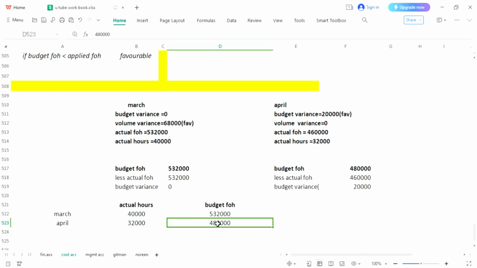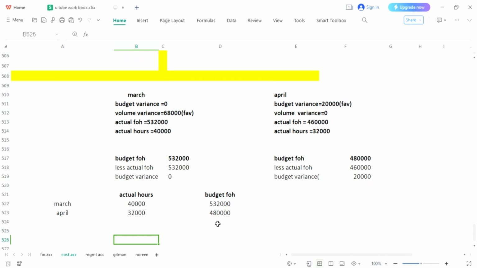That's all. Now the next step would be to calculate the rate. How will you calculate the rate? I think 5-6 questions before we have calculated it. Look over here. For 40,000, budget is 532. As you have decreased your hours, budget FH has also decreased.